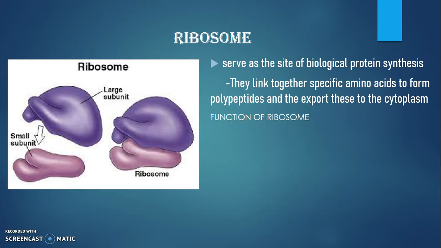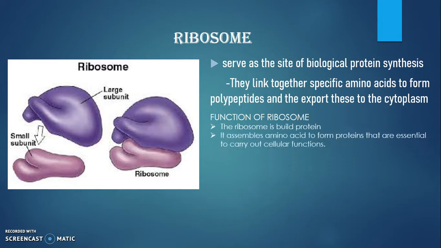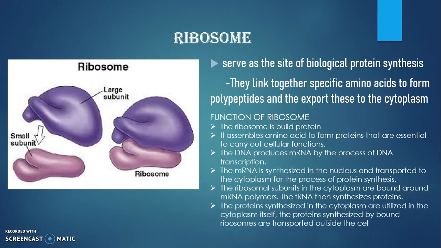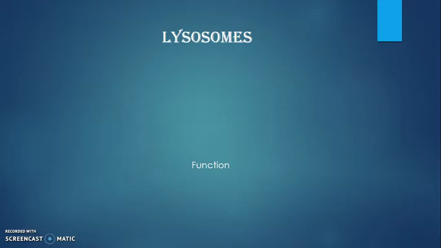Ribosomes are specialized cell organelles found in both prokaryotic and eukaryotic cells. Every living cell requires ribosomes for the production of proteins. And the function is that ribosomes build protein. They assemble amino acids to form proteins that are essential to carry out the cellular functions, and many more.